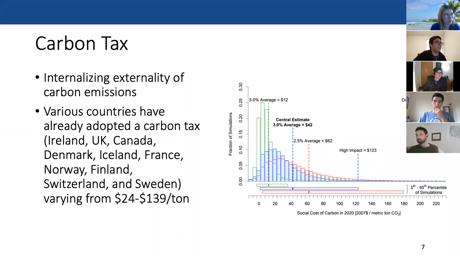Okay, what do you guys think about carbon taxes? And maybe I'm hinting at that with this chart here. Carbon taxes are supposed to internalize the externality, right? And how do we actually quantify that externality? And is there uncertainty about it?